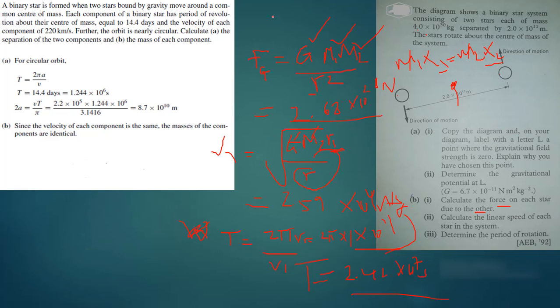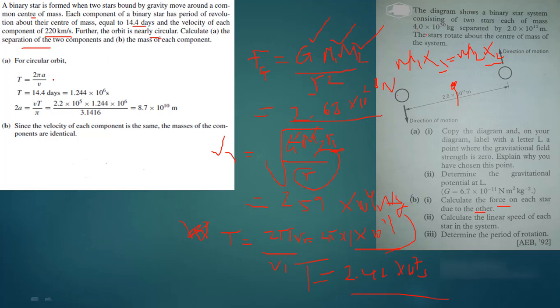As simple as that. So another question, you have a binary star is formed when two stars bound by gravity move around common center of mass. Each component of binary star has a period of revolution about the center of mass equal to that amount of days. That's the period. The velocity of each component is that. Further, the orbit is nearly circular. Calculate A, separation of the two components, and B, the mass of each component.